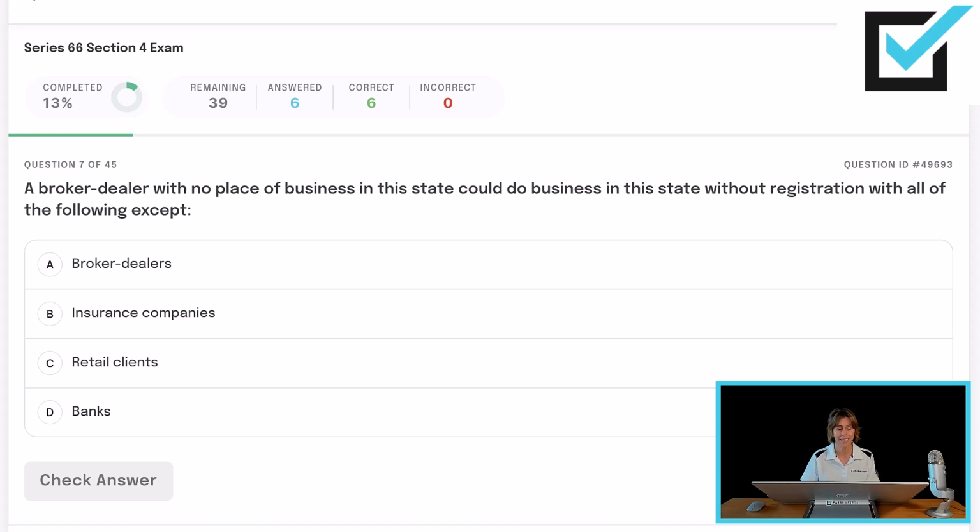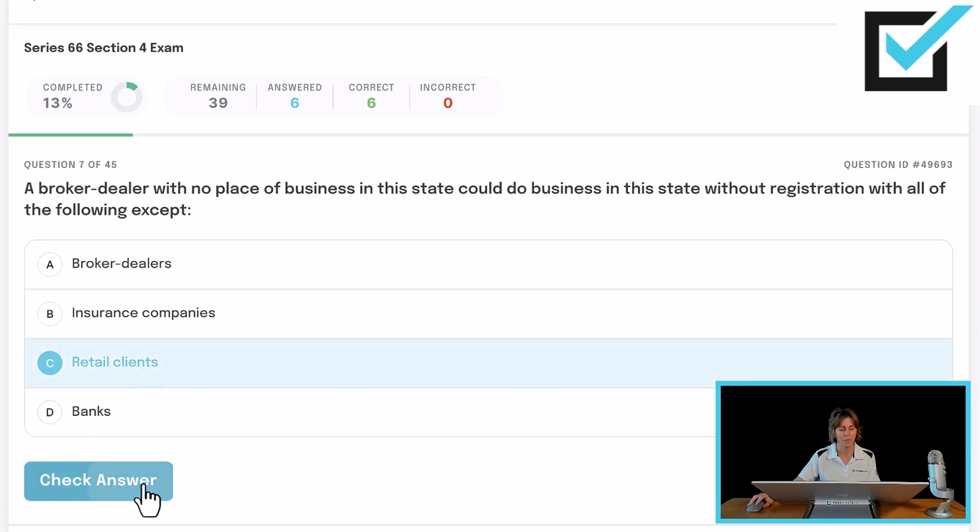Retail clients. So the minute a broker-dealer has a retail client in a state, it must be registered in that state. If it doesn't have an office in that state and it only does business with institutional clients, then no registration in that state is necessary.